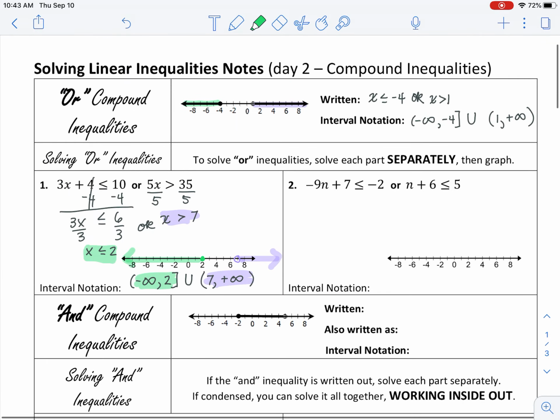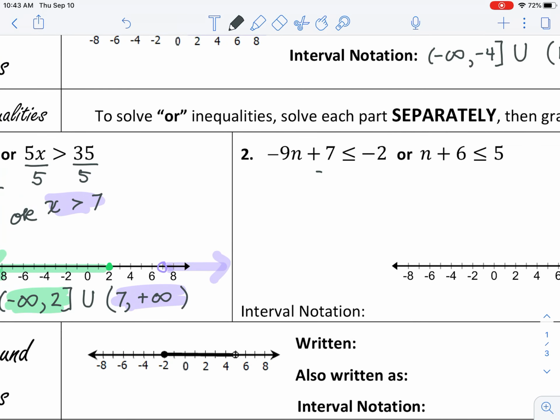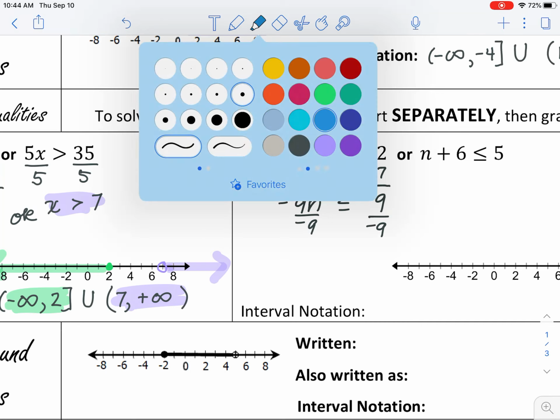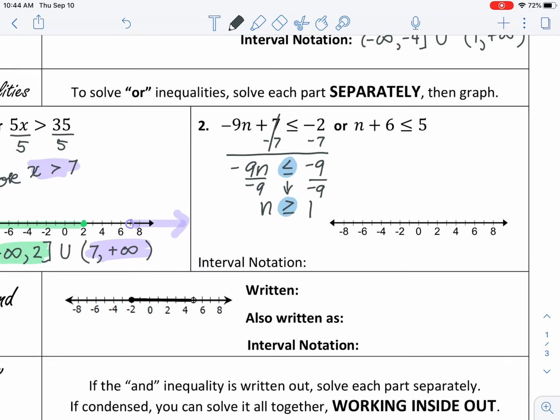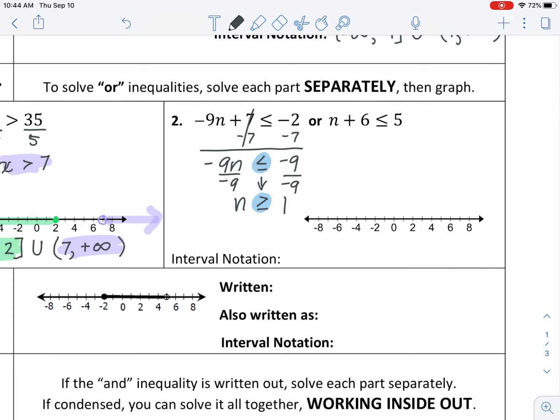Okay, one more example of the ors. You would subtract 7 from both sides to get -9n plus 0 is less than or equal to -9. And then we're going to divide both sides by -9, and we have to remember we're dividing by a negative, so we need to switch our sign to a greater than or equal to sign. And then we would get n is greater than or equal to 1. For the other part, we're just going to subtract 6 from both sides of our inequality to get n is less than or equal to -1.